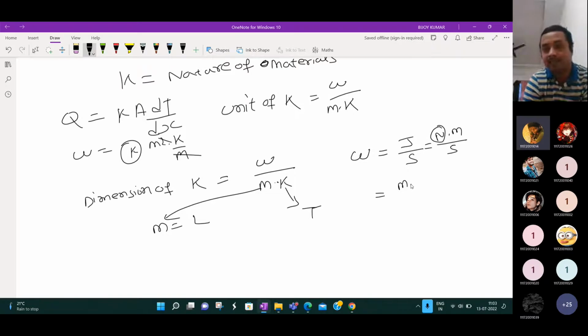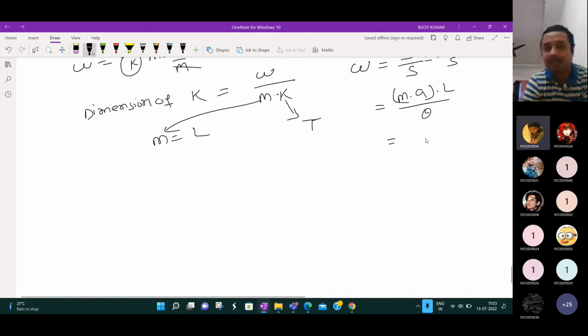So mass into acceleration. Mass means capital M, and acceleration means length into time to the power minus 2, L into theta square. Acceleration means what? Meter per second square.